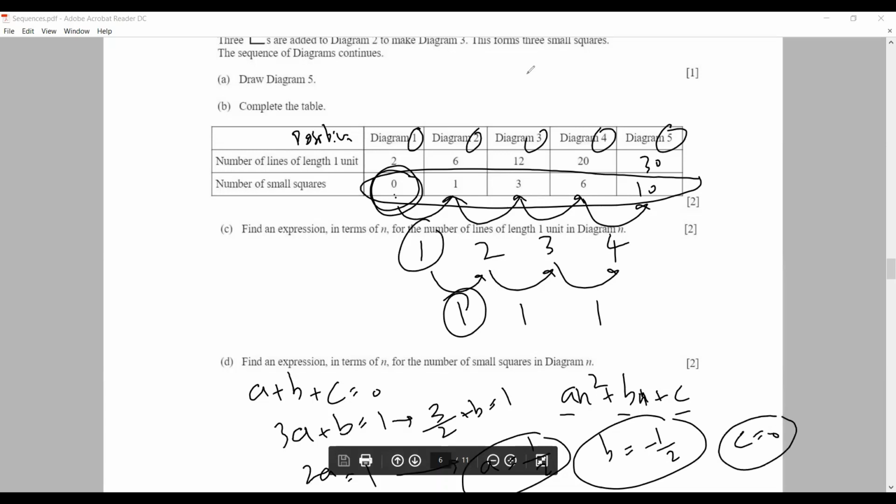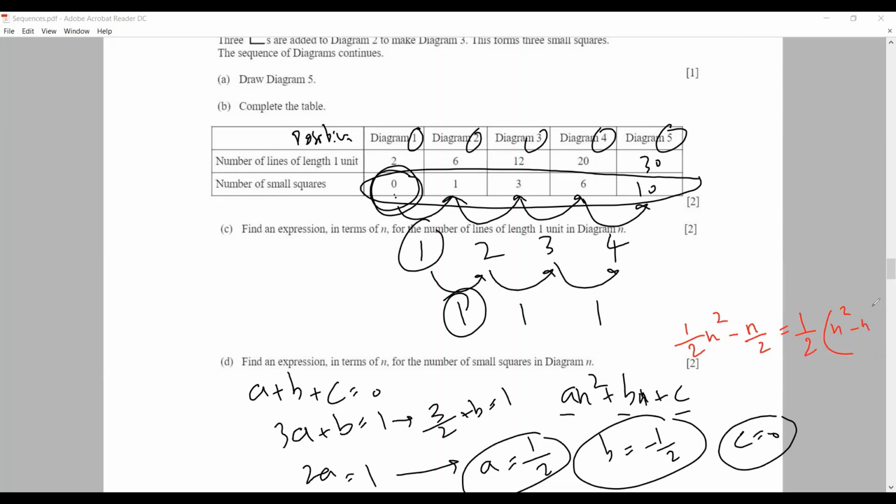So the final format would be half n squared minus half n, which you can take out the half and you're left with half of n squared minus n. You can actually test that as well. If n is 5, we should get 10. Do we get 10 if we substitute 5 instead of n? Half of n squared is 25 minus 5. So that would be half of 20, which is 10. So that's correct. So this is the formula for part D.